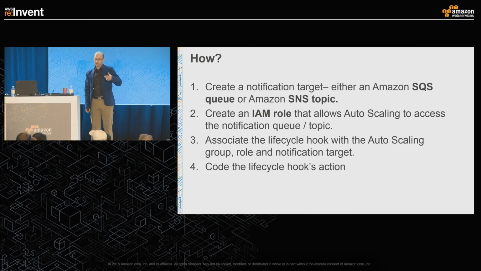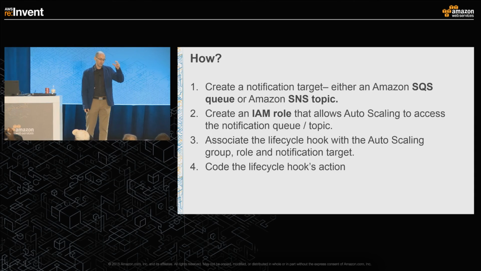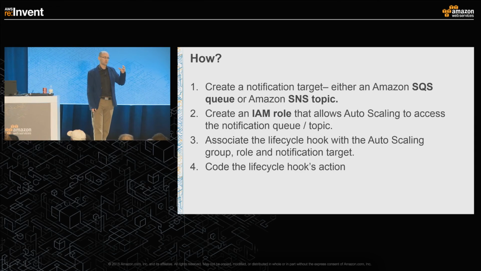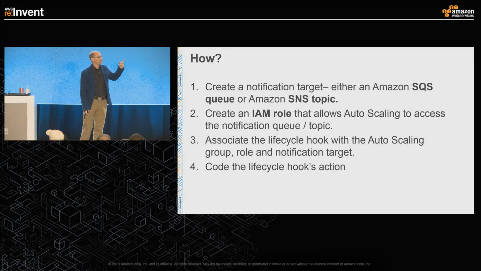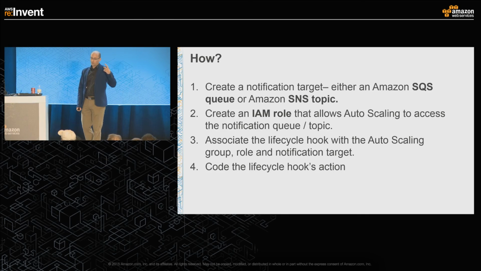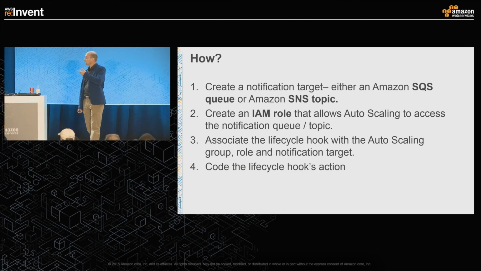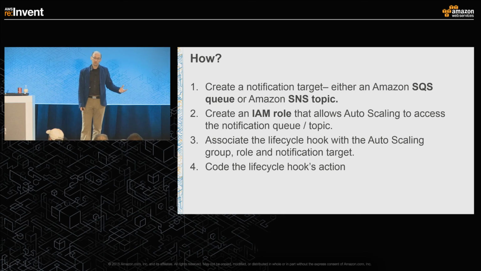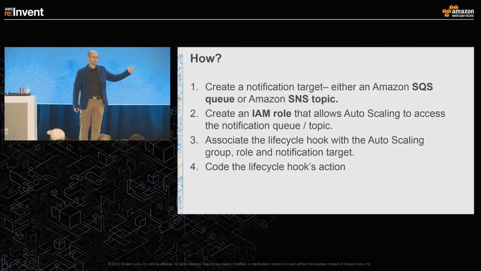Basically, first you need to create a target for the notification. As soon as a new instance launches, for example, in the pending wait state, autoscaling will send a notification to the configured target. And that can be an SNS topic or SQS queue. Obviously, for the autoscaling service to do that, it needs to have permissions to access this particular queue or topic in your account. So you need to define an IAM role that the autoscaling service can assume, which gives it the permission to write into this particular topic.